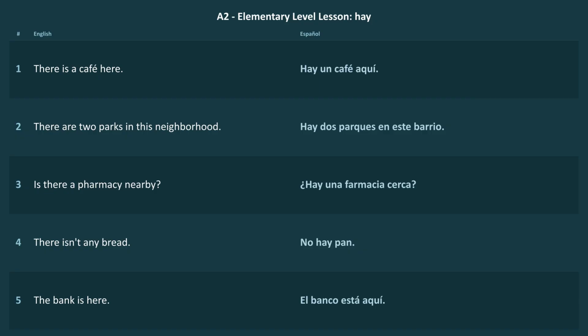¿Hay una farmacia cerca? Perfect. Notice how natural that feels. If you travel, this one sentence is gold. Let's do another. How do you say, are there any buses today, in Spanish? ¿Hay autobuses hoy?